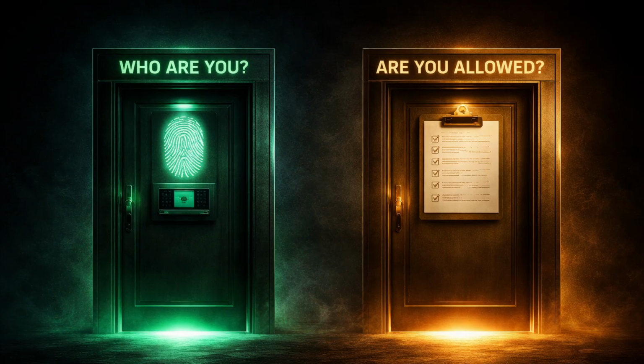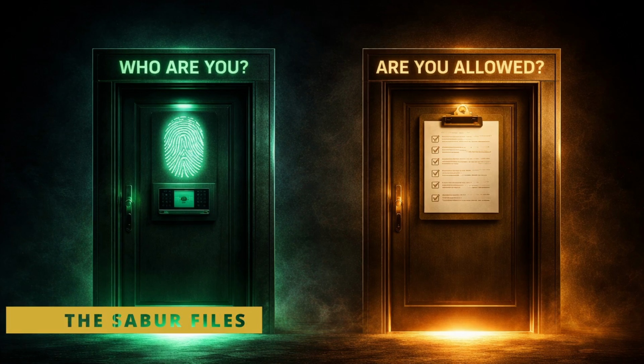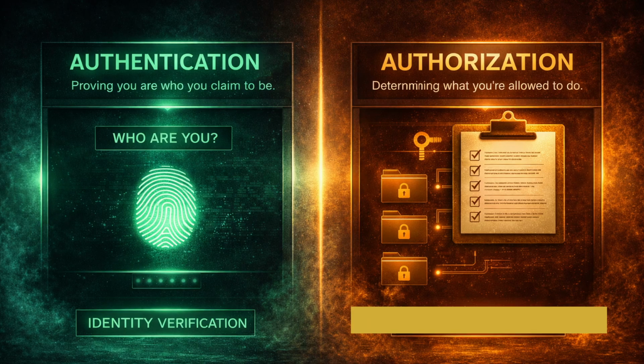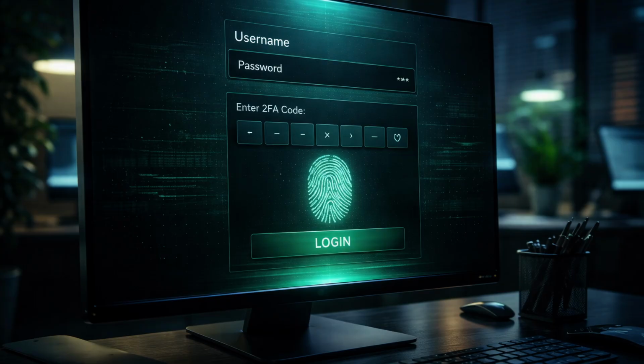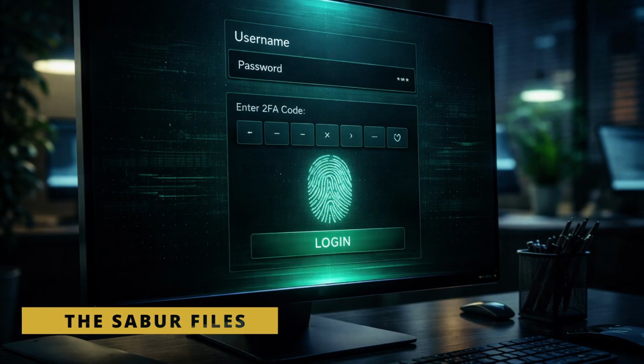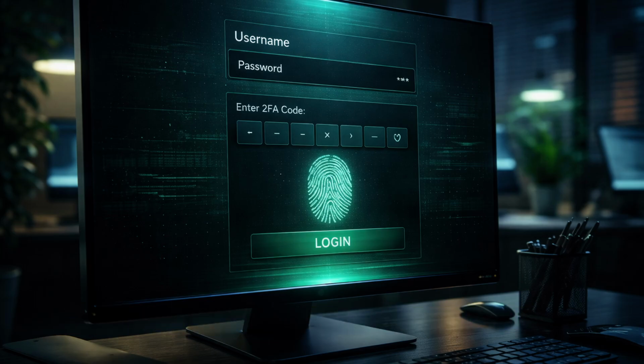Let me show you how this actually works. In every secure system, authentication and authorization are separate processes. Let's break them down. Authentication, proving identity. When you log into a system, you authenticate. You provide credentials: username and password, fingerprint, Face ID, two-factor code. The system checks, is this person who they claim to be? If yes, authentication successful. You're in. But being in doesn't mean you can access everything.